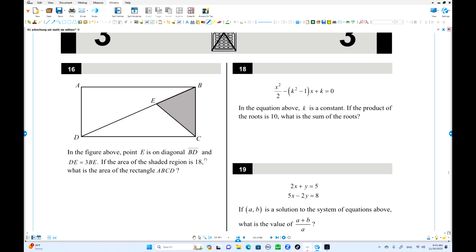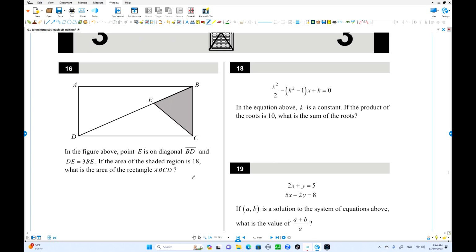Here is the number 16. This is 3 to 1. They're going to have the same height, a common height. So the area also is 3 to 1, right? If this is 18, this is what? 3 times 18 is 54, isn't it? So the total is 72. The other also 72. The total area of this rectangle is 72 times 2, which is 144. That is the answer, okay?